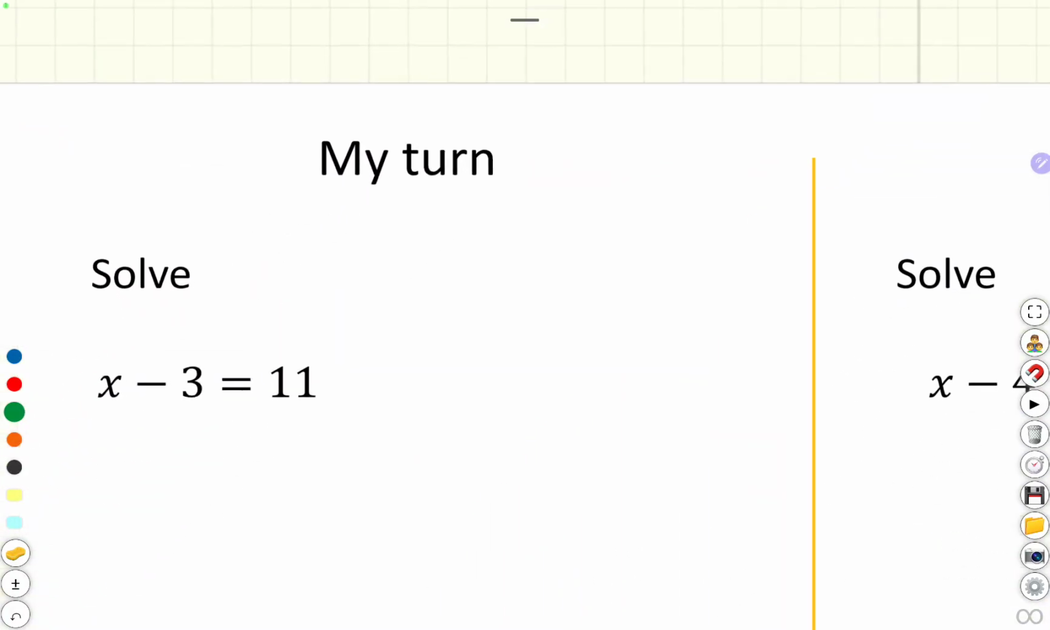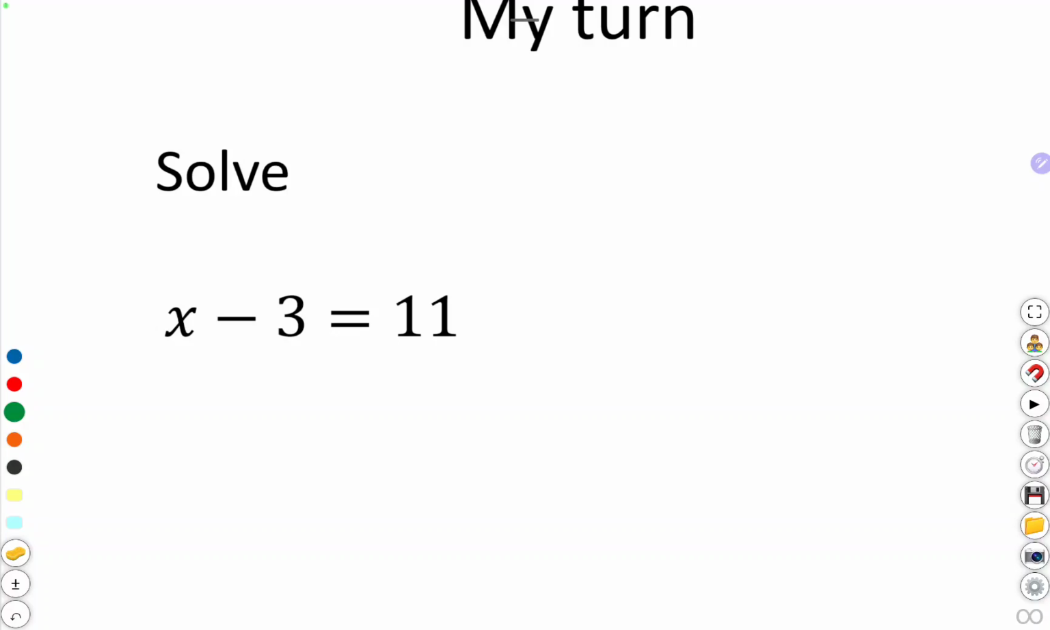Next one-step equation, I've got a subtraction this time. So x take away 3 equals 11. First thing I'm going to do is the opposite of take away 3, which is add 3, not just to the left-hand side, but also to the right, so that it balances. I've now got x, the plus and the minus will cancel, because they're both 3's. And then 11 plus 3 does indeed equal 14. Let me just check my work. 14 take away 3 equals 11. I know that I'm correct.